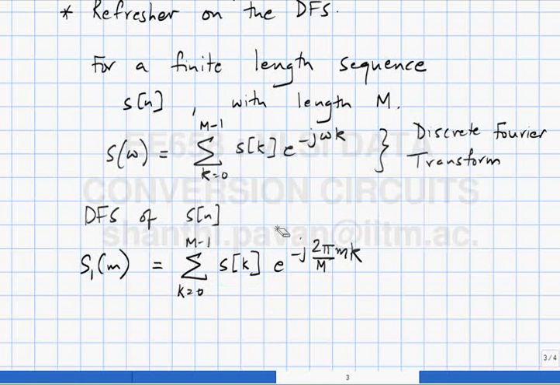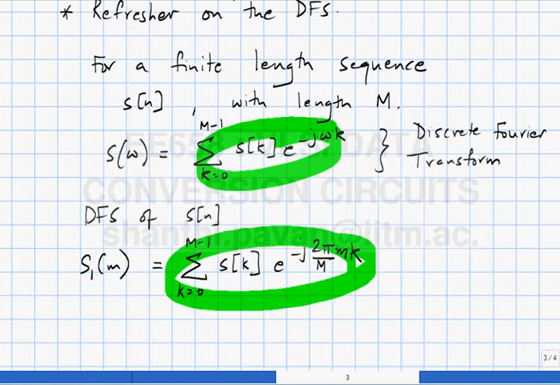So do you see any relationship between this? You can see that the discrete Fourier series is nothing but samples of the Fourier transform, okay? And as the sequence length becomes larger and larger, and eventually as m tends to infinity, the discrete Fourier series coefficients and the Fourier transform will become the same.